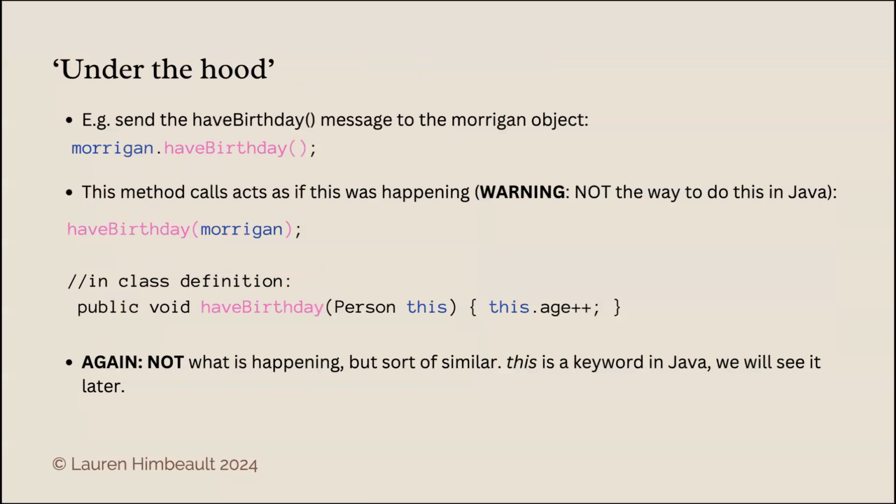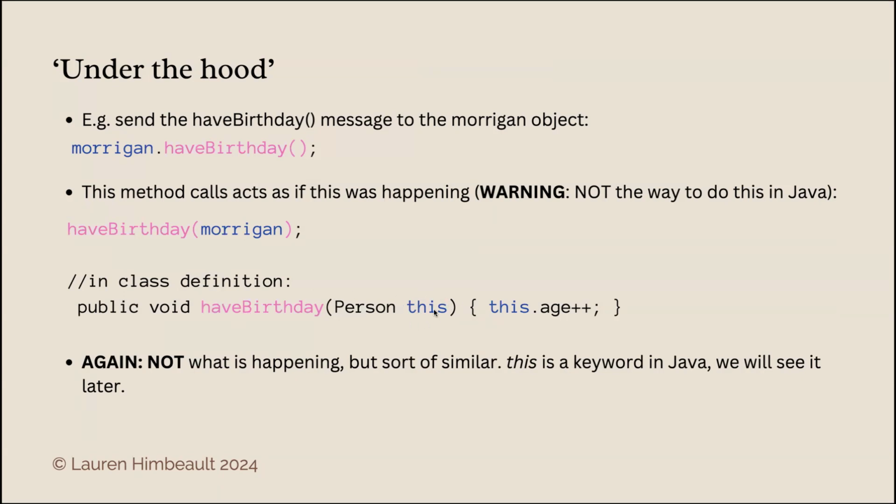So when we're looking under the hood here, we can think a little bit about this haveBirthday as if it's passing in the object that we want to be performing stuff on. This one right here is not what's happening in Java, but other languages do work this way. More specifically, they work like this. It's a bit like saying public void haveBirthday person.